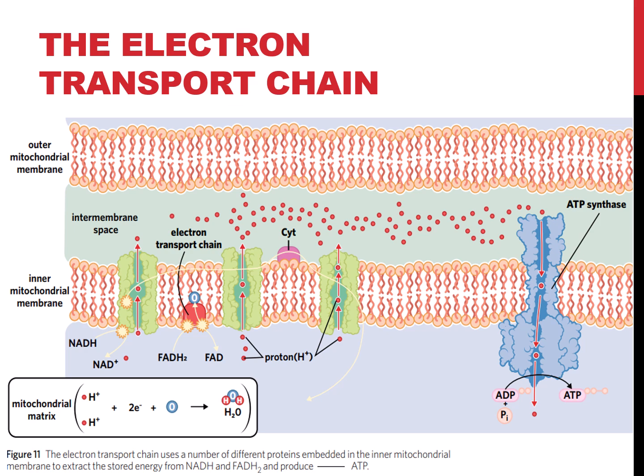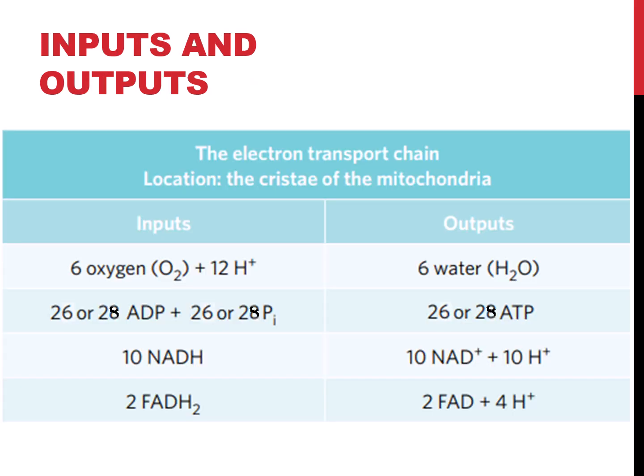These are your inputs and outputs here. Inputs, we need that oxygen that I mentioned to make that water at the end, which is why an output is going to be water. Inputs also include 26 or 28 ADP and inorganic phosphates, and the output is 26 or 28 ATP. Of course, NADH, 10 molecules, and FADH2, 2 molecules are inputs. And lastly, the outputs there are NAD+, some hydrogens, FAD, and some hydrogens. So that's your inputs and outputs there.